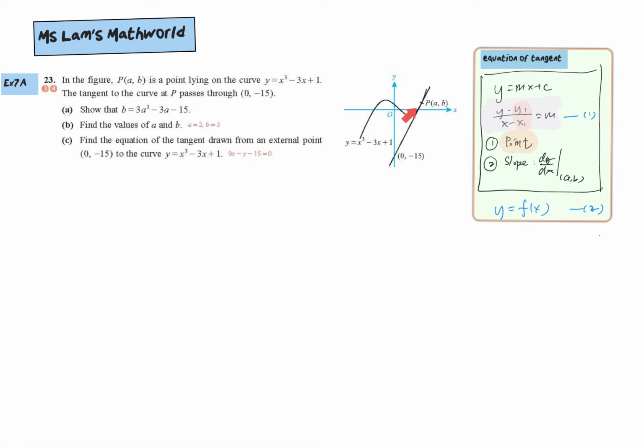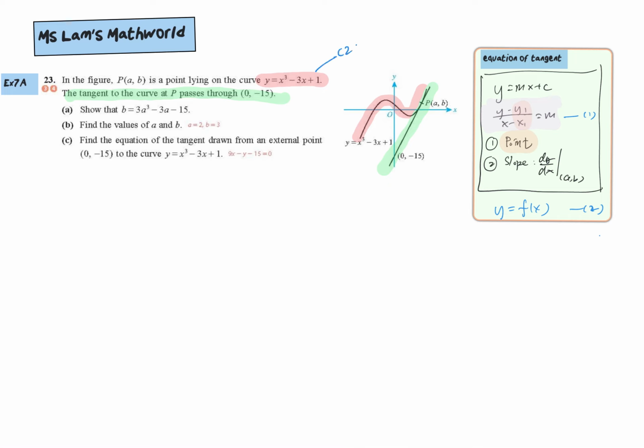So this is the curve, okay? Maybe it is better to highlight the information, right? This is the curve, and the tangent to the curve at P passes through the point (0, -15). And therefore the calculation is the same as before. That means the equation of tangent will be this one, number 1. Number 2 is the curve, y is equal to x cubed minus 3x plus 1. This is equation 2.